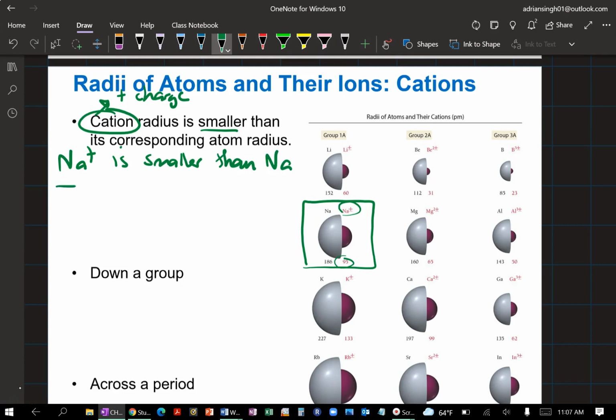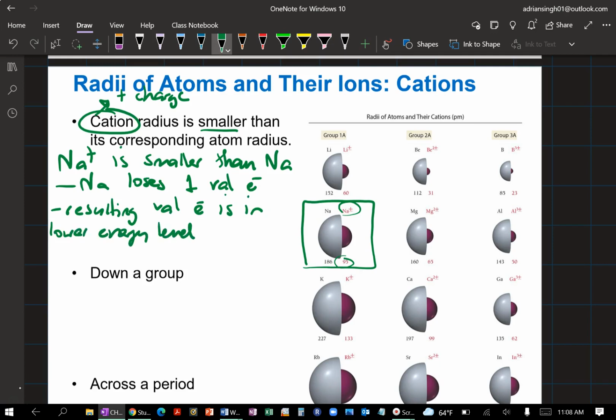Right, remember, in order for the Na+ to form, Na must lose that one valence electron. Okay, and then once it loses that valence electron, the resulting valence electrons are in a lower energy level, and that energy level is closer to the nucleus. So as a result, that ion then is smaller because that outermost electron is just closer to the nucleus.